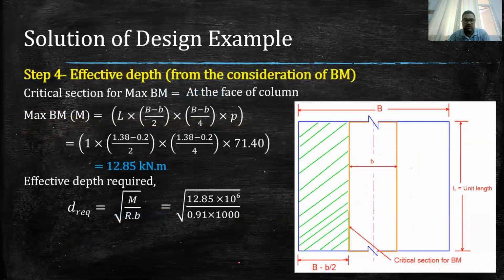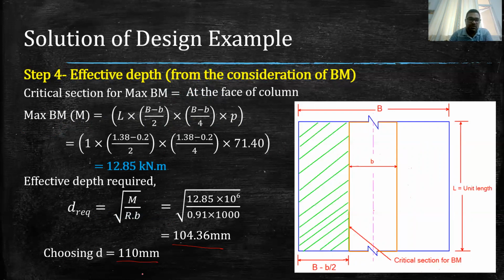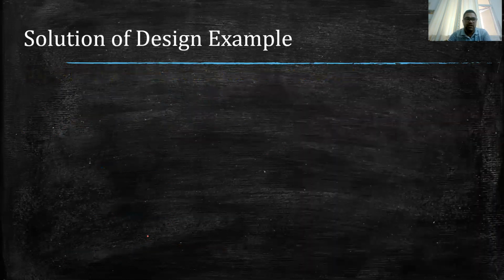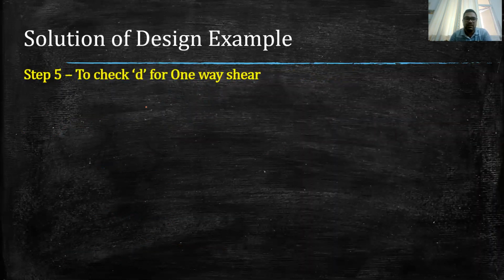Putting all the values, we get the D required as 104.36 mm. We will round off this value to the higher side to be on the safer side, so choosing the value of D as 110 mm. This is the depth required for bending moment considerations. Now we will check whether this depth is sufficient for one-way shear or not. For this, we move to the next step, which is checking the depth for one-way shear criteria.